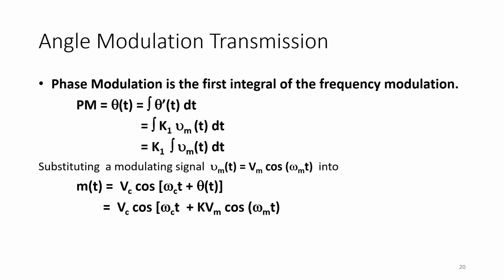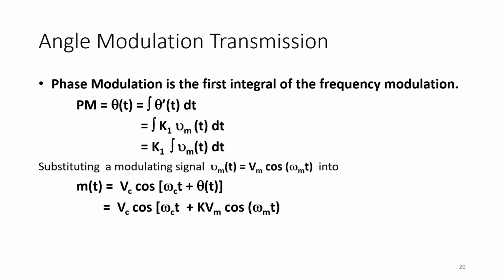So phase modulation is the first integral of your frequency modulation. That is how they are related with each other. For PM, which is your theta(t), that is equivalent to the first integral of the frequency modulation, which is the derivative. So frequency is the derivative of your theta(t). This is your deviation sensitivity K1, for FM, and getting the integral, that is given by K1 times the integral of Vm(t) dt.